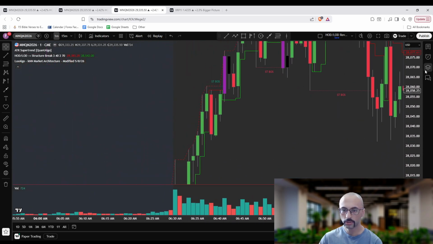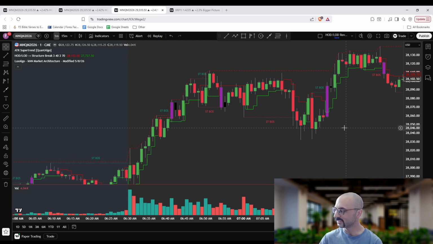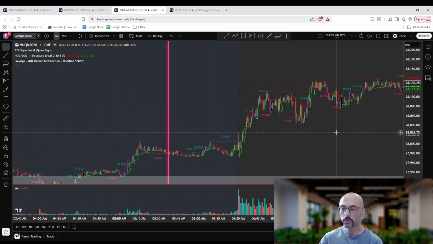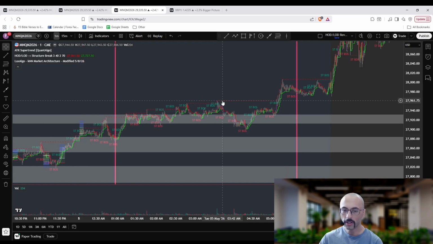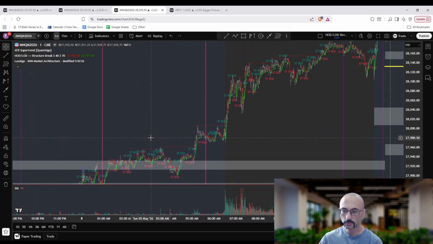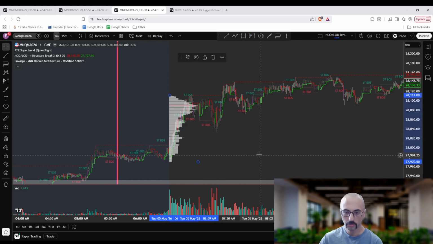All right, let's go to the New York session for Tuesday, 24 minutes in. All right, let's see. Okay, so this is an example that I wanted to give. What if you get to the New York session and there are no low volume nodes here? What you can do is begin to look for the session low volume node. I don't trade for the first 30 minutes, so that would be about here.